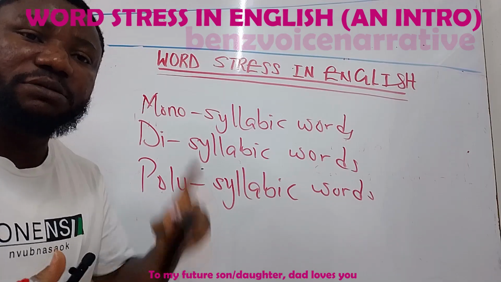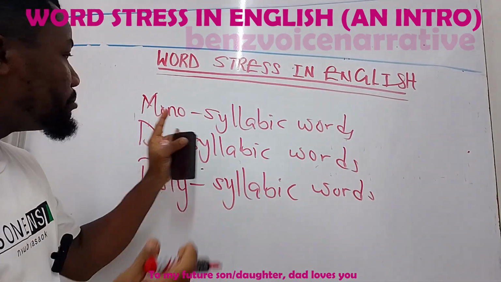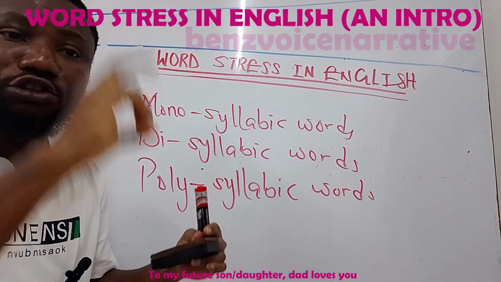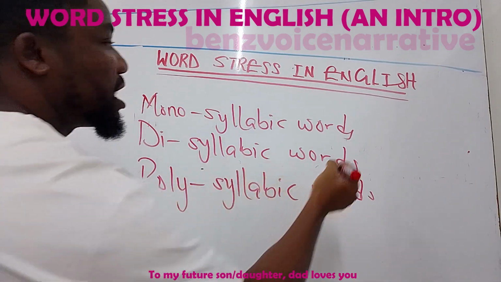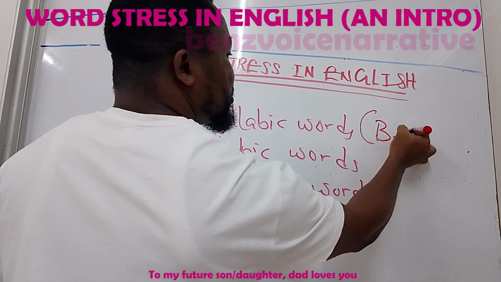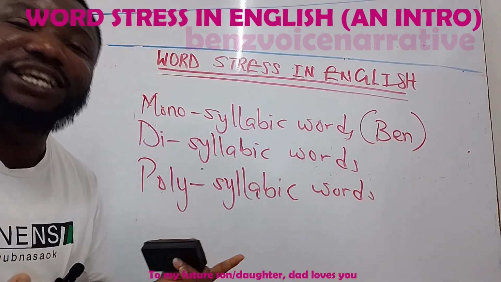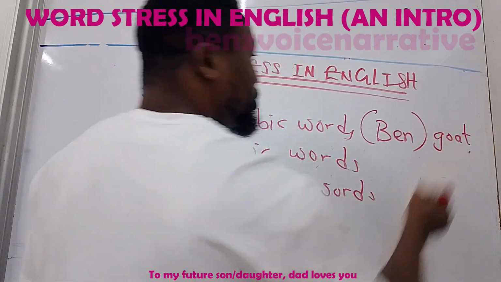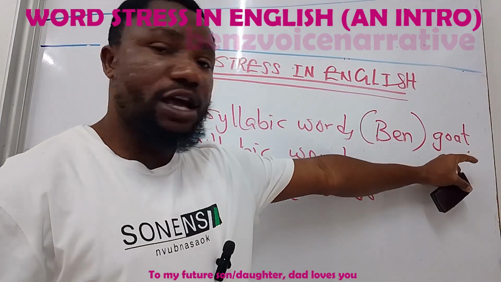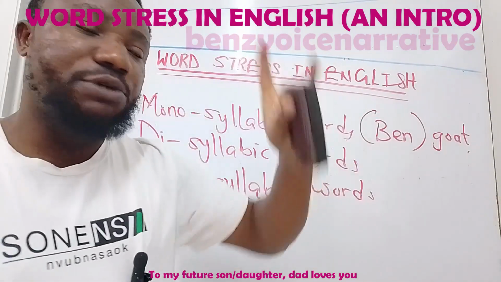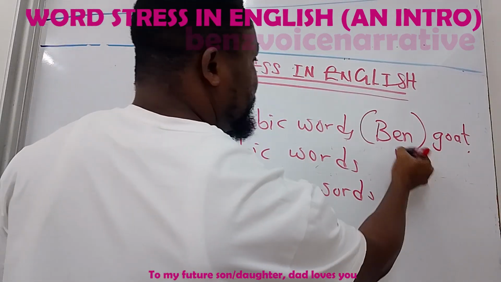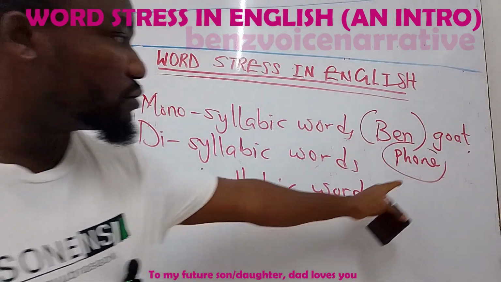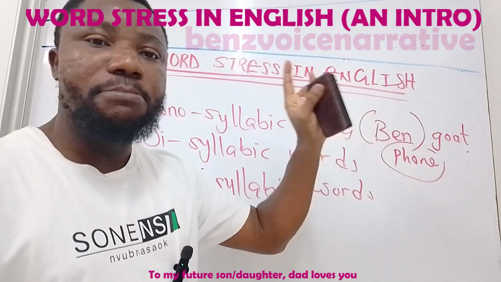Mono in the English language simply means one. A monosyllabic word is a word that has just one syllable, not 2, just one syllable. An example is Ben. The word Ben is a monosyllabic word. If I say goat, a goat, what are we talking about? We're talking about a goat. A goat is a monosyllabic word. Phone is another example. Phone. Give me my mobile device. My telephone. Phone. The word phone is a monosyllabic word.